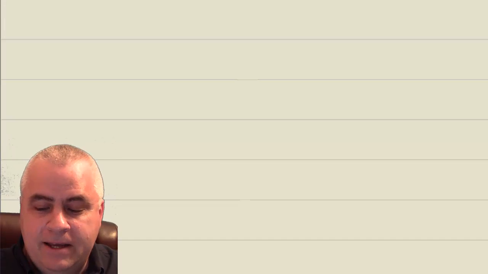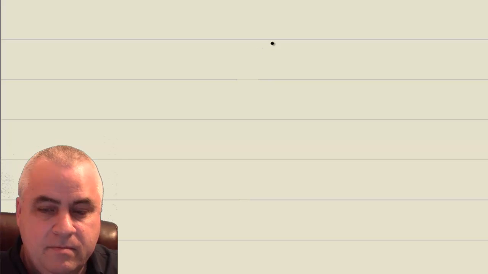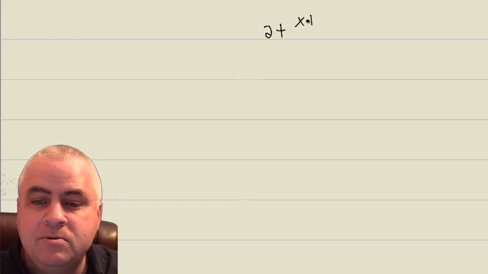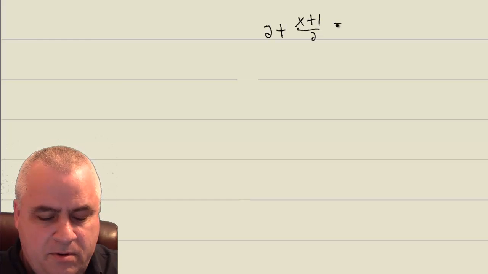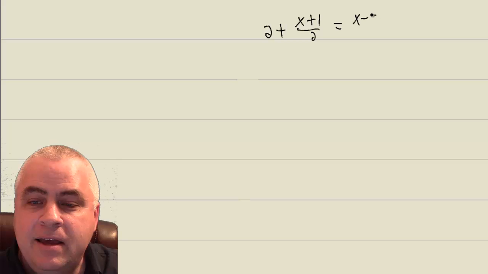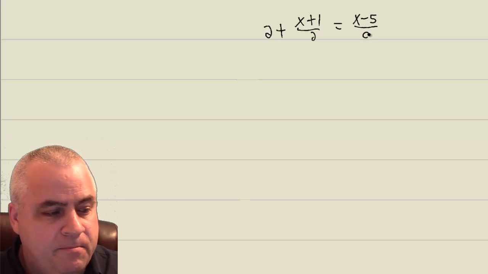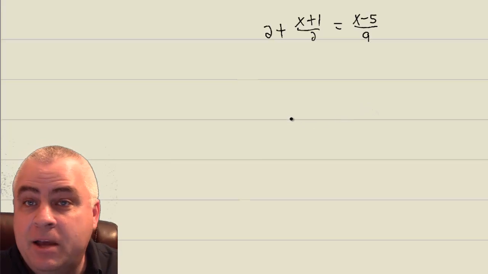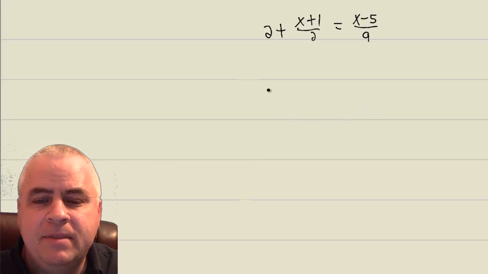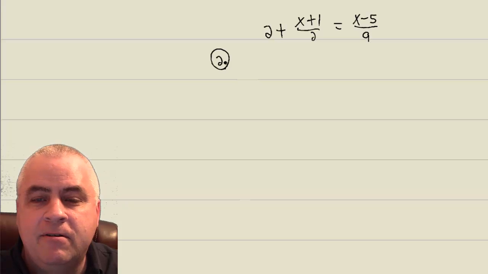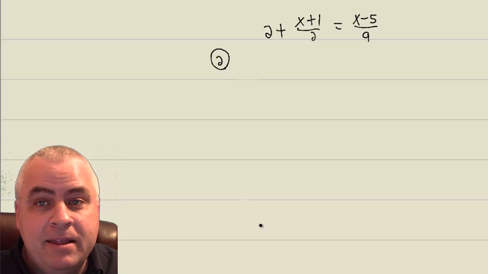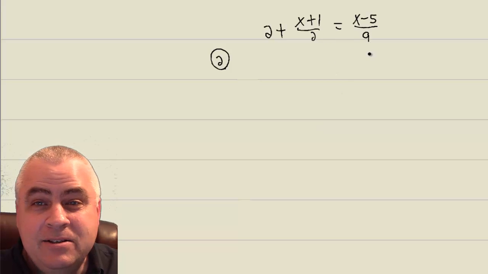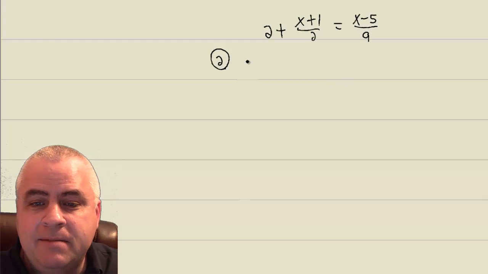Let's take a look at our last example. We got 2 plus x plus 1 over 2 is equal to x minus 5 over 9. Going through our same 4 steps. Our first step is get rid of parentheses. We don't have any. Second step, get rid of fractions. Multiply everything by the LCM of all your denominators. Well, we got 2 denominators. We got 2 and 9. So our LCM would be 18.